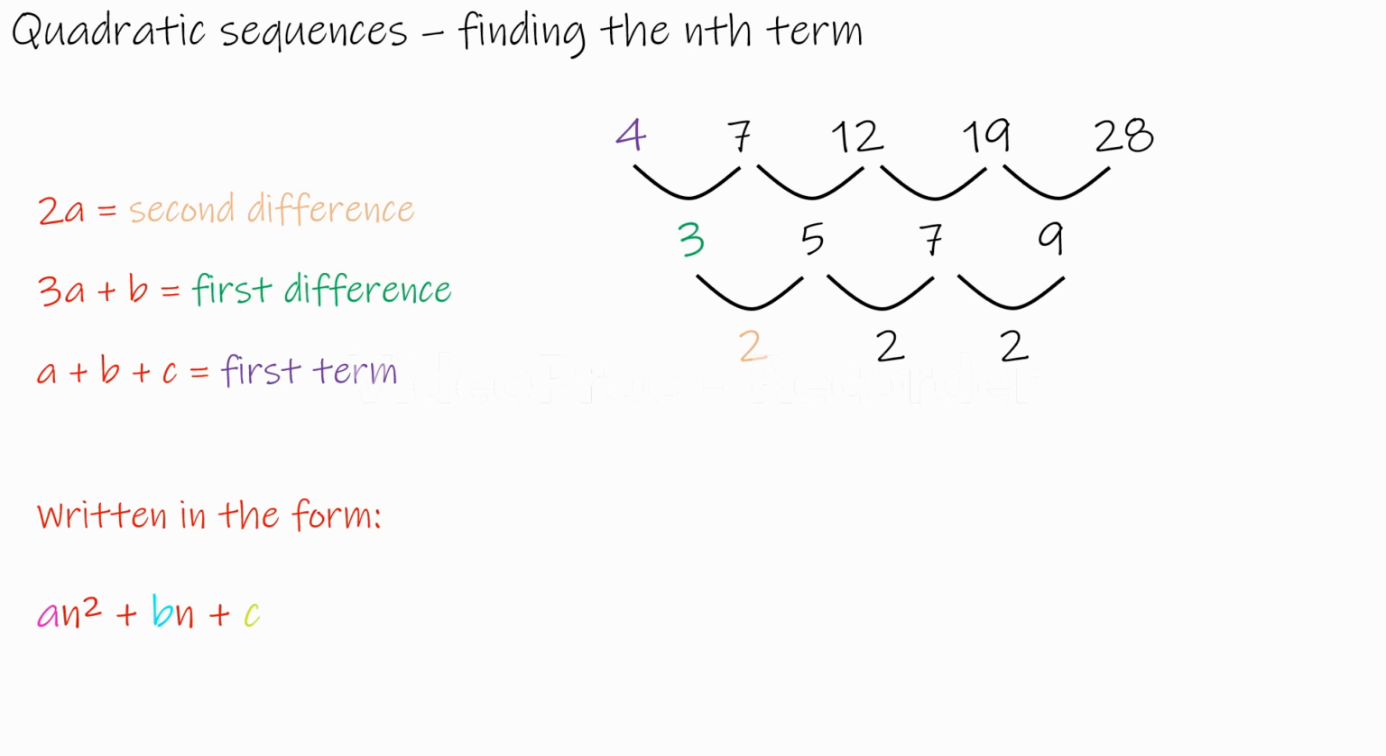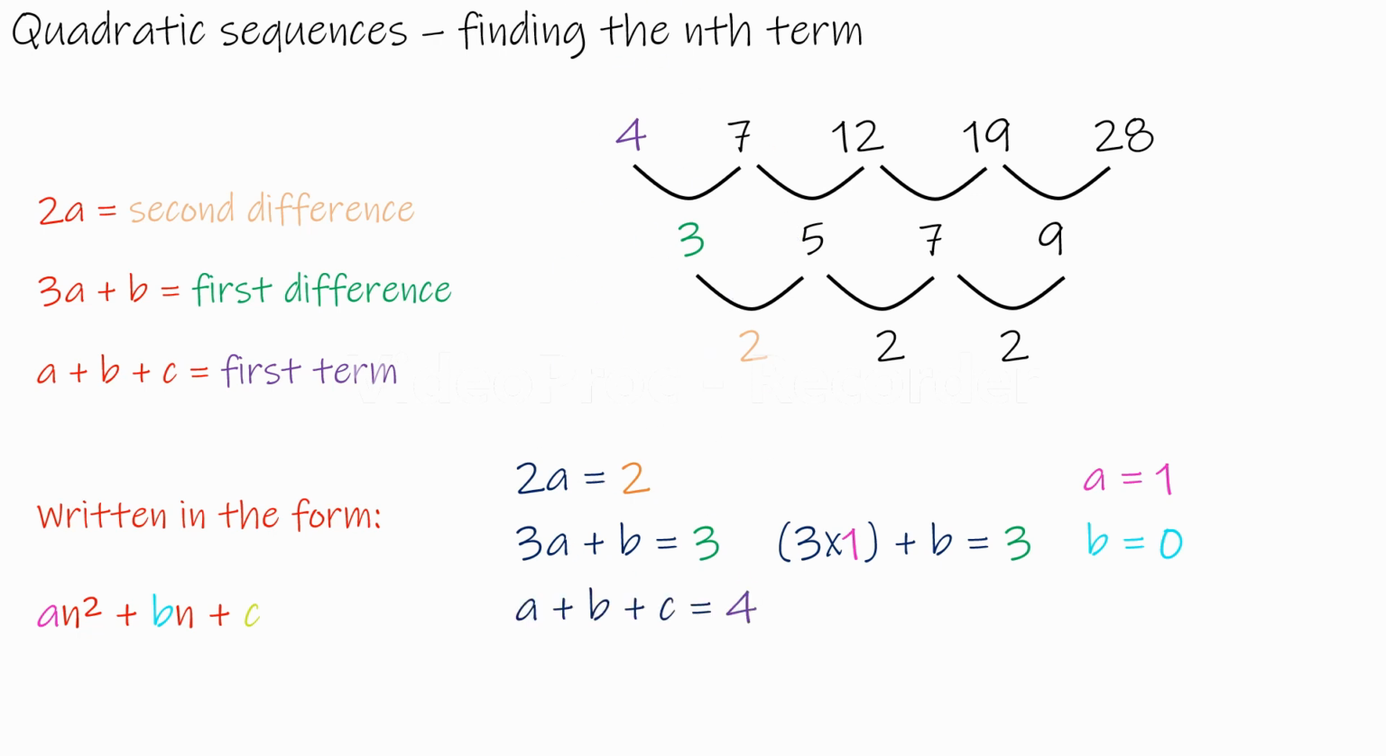So, to find a, we know that 2a is our second difference, in this case 2, therefore a simply equals 1. To find b, we need to know that 3a plus b is 3, as it is our first difference, therefore 3 times 1, as a is 1, plus b equals 3. Therefore, b equals 0. And now finally, a plus b plus c is our first term, in this case 4. Therefore, 1 plus 0 plus c is 4. Therefore, c equals 3.